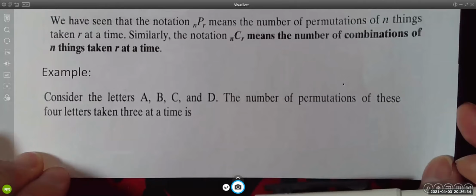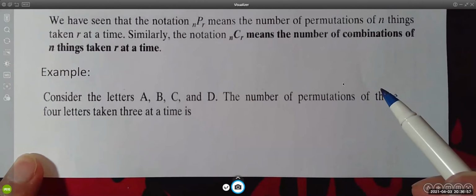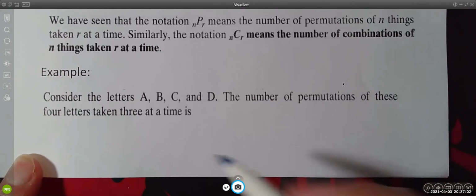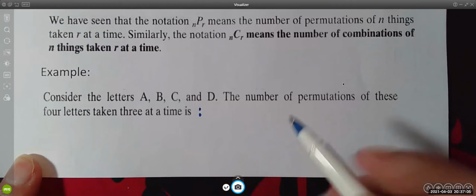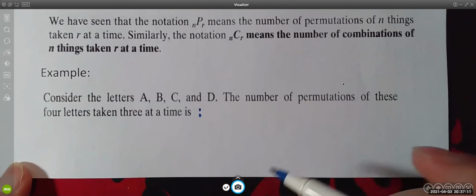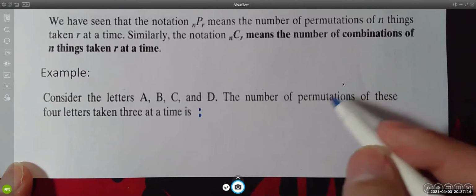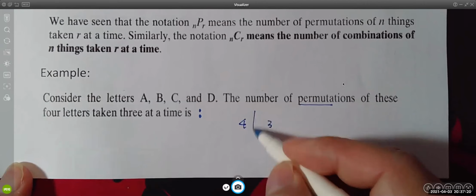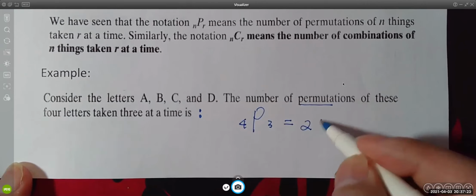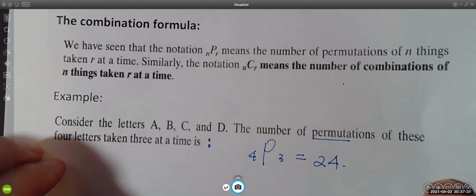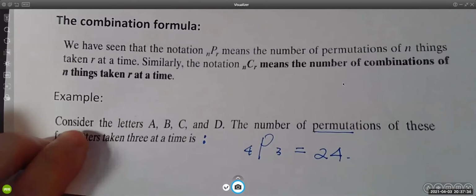Now let's look at this example. Consider the letters A, B, C, D. The number of permutations of these 4 letters taken 3 at a time is, in other words, how many different ways to take 3 letters out of these 4 letters. Since order matters, because we're talking about a permutation, we select 3 out of 4 letters, and order matters. If we do that calculation, it will be 24. That means there are 24 unique outcomes if we select 3 letters out of 4 where order makes a difference.